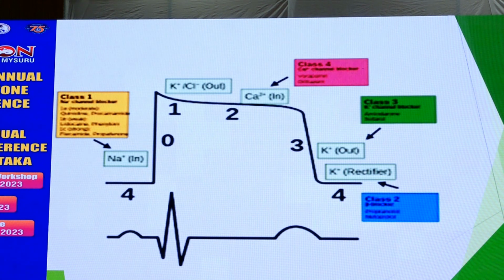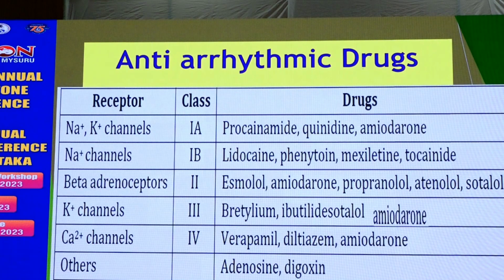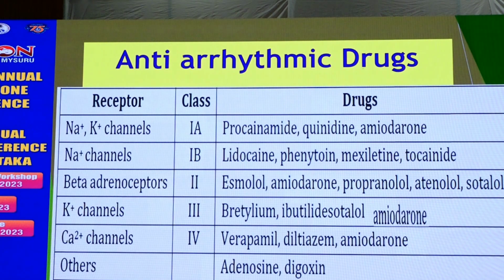So class 3 drugs are the drugs which act on the potassium channels. Class 4 drugs are the drugs which act on the calcium channels. So these are the drugs. Because of the time constraint, I cannot read out, but as postgraduates, for each class of drug, you remember at least one. And remember one thing, your amiodarone acts on all the channels. So that's why it's called a drug of chemical cardioversion.